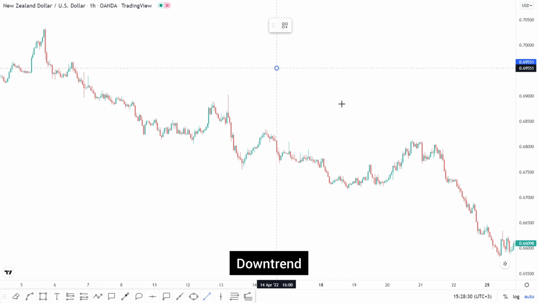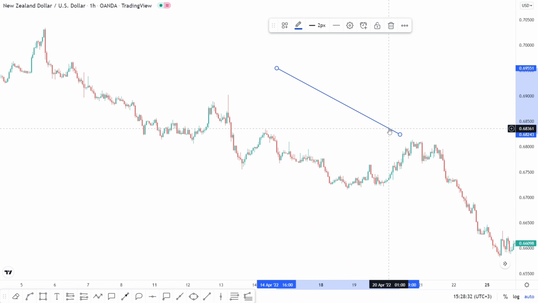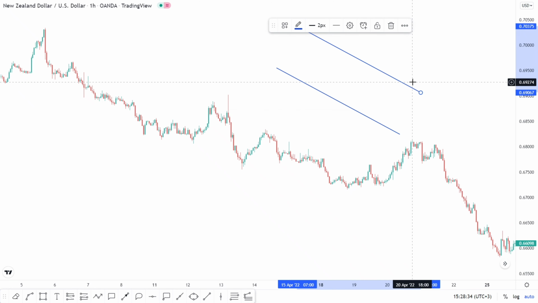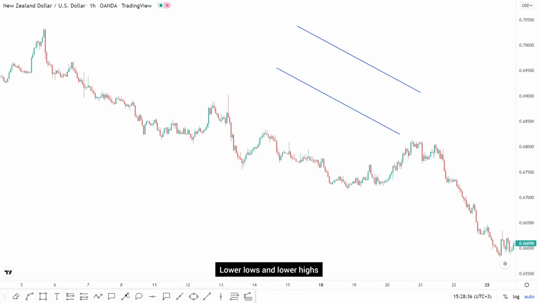It's just similar to the other one, but opposite because a downtrend is now forming lower lows and lower highs.